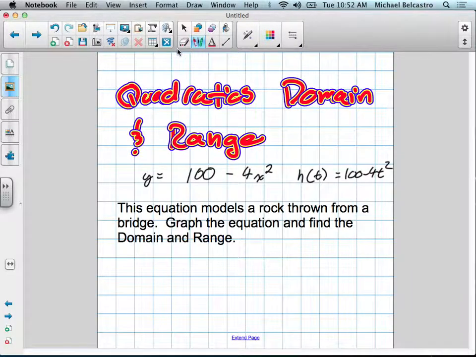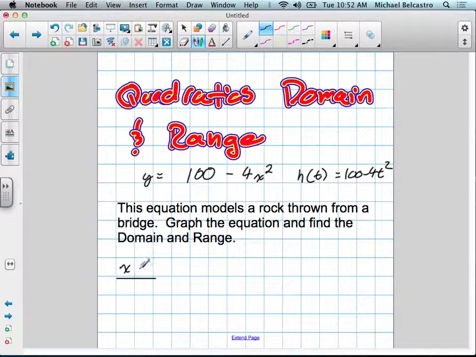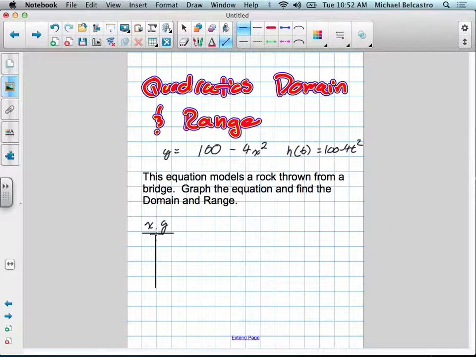Okay? So in order to solve this, we're going to make a table. You guys have done this before. But in this table, remember when we were just choosing arbitrary numbers, we'll actually have a good idea of what numbers we need to choose for this. The reason being, if we're measuring from when a rock is thrown, what would be our starting point in terms of time?